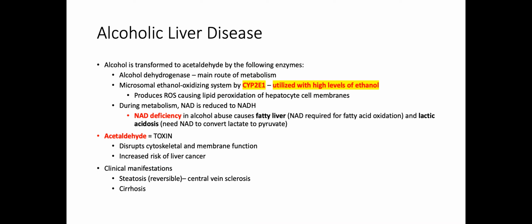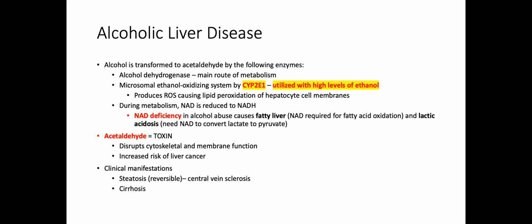So we've got the normal method that's by alcohol dehydrogenase, but the person has been drinking way too much. So now we're going to start going through the liver with that in the microsomes by CYP2E1. And it's going to produce ROS, causing lipid peroxidation of hepatocyte cell membranes. And know that during the metabolism, NAD is reduced to NADH.